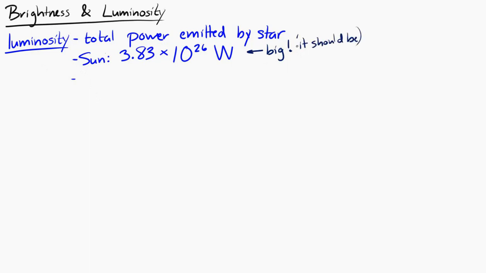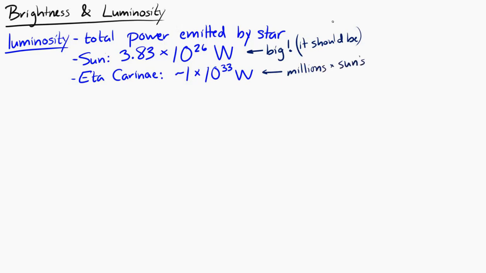Another star, a very large star called Eta Carinae, has a luminosity of about 1 times 10 to the 33 watts. So that's a few million times larger than the sun's. Some small stars have luminosities of about 10 to the 23 watts, or about 1,000th of the sun's.